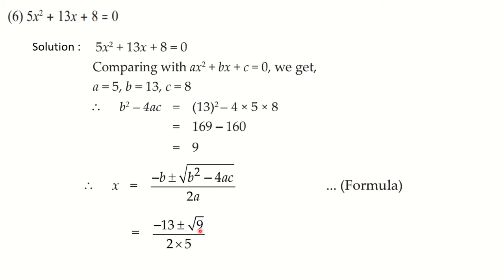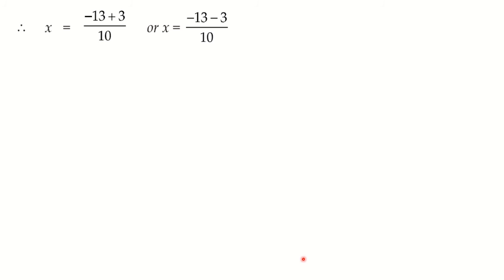Now again here 9 is a perfect square. You know that 9 is square of 3. So in place of root 9 we can write down 3. So what we can write down here, minus 13 plus or minus 3 divided by 10. 2 into 5, 10. Now since we have got this, we have to separate it to find two different roots. So go for either or. Therefore x is equal to minus 13 plus 3 upon 10, or x is equal to minus 13 minus 3 upon 10.